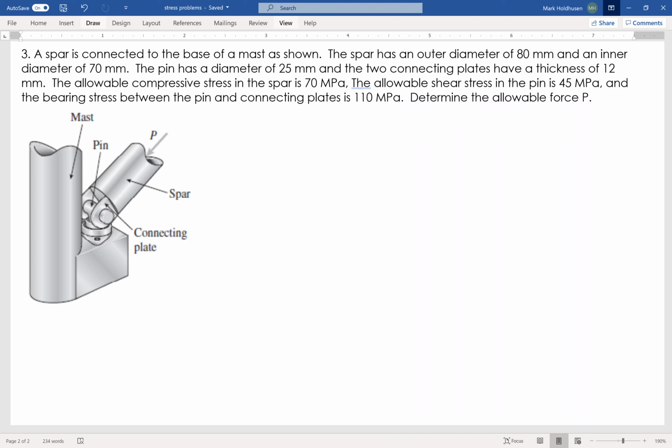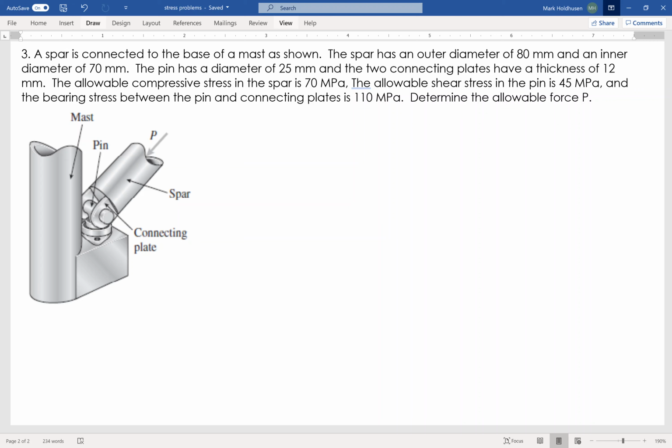So I've got three allowable stresses, right? Under compression, it can allow 70 megapascals. The shear stress on the pin can be up to 45 megapascals, and then the bearing stress between the pin and the plates can be 110 megapascals. And the idea is, okay, well, what is the total allowable force? Essentially, I've got to figure out what the force would be for each allowable stress, and then figure, whichever one has the lowest force, I can't go any higher than that.